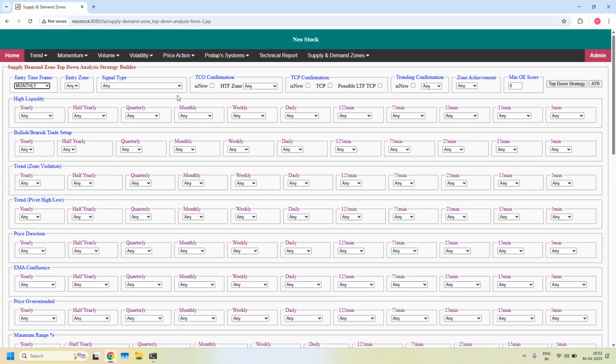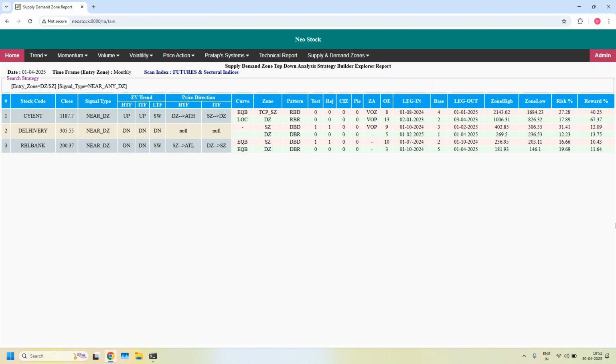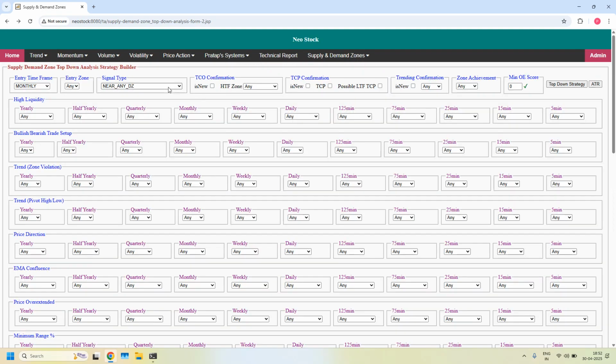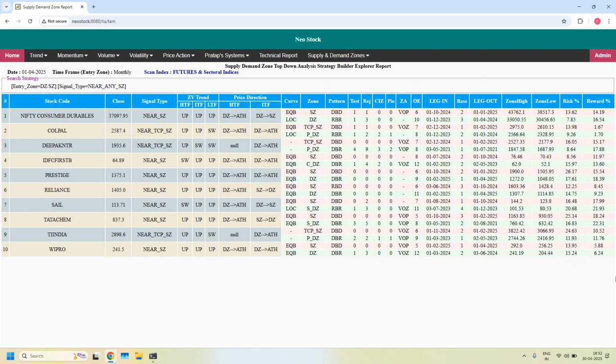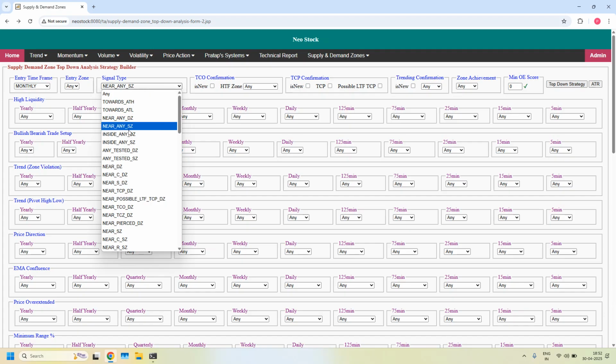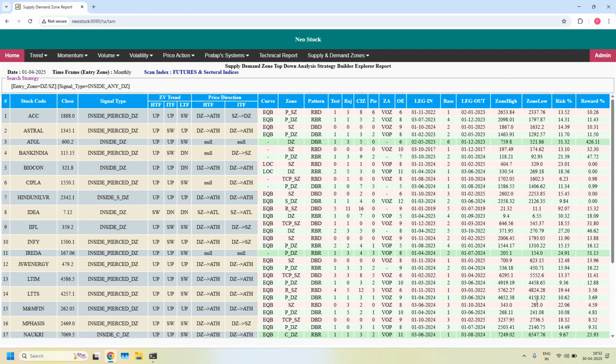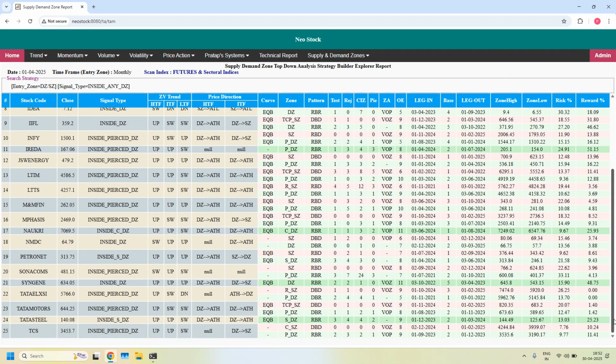Okay, for monthly time frame, stocks near to the monthly demand zone, we got 3 stocks. Next, stocks near to the monthly supply zone, we got 10 stocks. Next, price closed inside the monthly demand zone. First 17 stocks in the list. So total 25 stocks are filtered.